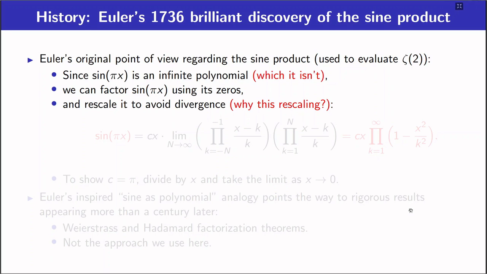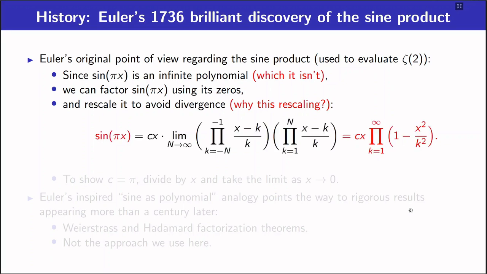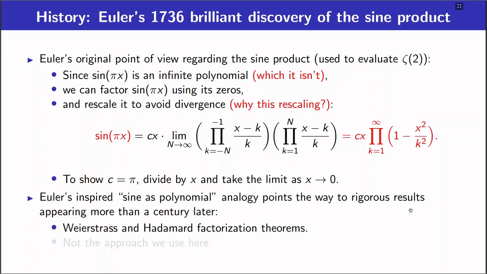And write it as an infinite product expansion. This results in the expression on the right. To show that c equals pi, divide by x and take limits. This part at least is not controversial. While this argument is completely non-rigorous, it actually points the way to a rigorous proof. Euler just didn't have the foundations in place yet. His point of view foreshadows rigorous results appearing more than a century later, namely the Weierstrass and Hadamard factorization theorems from complex analysis. We mention all this for context, but we don't use this approach here.